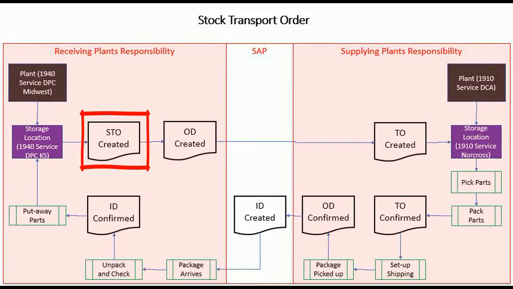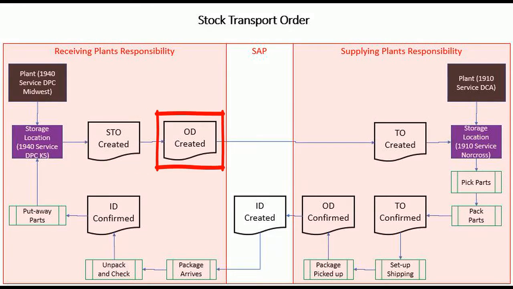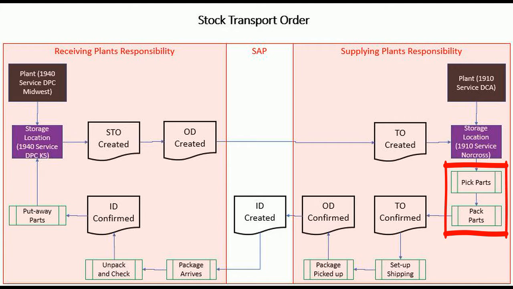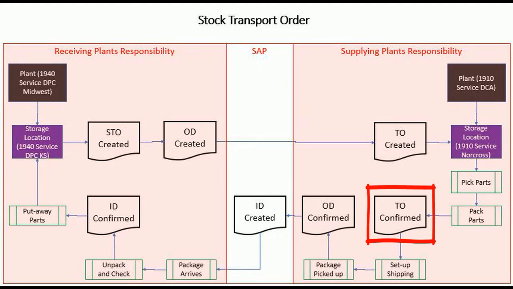After the stock transport order is created, an outbound delivery is created so the supplying plant knows that they are supposed to pick and ship the part. The supplying plant then creates a transfer order, and prints a pick ticket from that transfer order. The part is then picked, and delivered to be packed. Once it is packed, the transfer order is confirmed, which removes the item from the warehouse and ties it to the outbound delivery, and it is set for pickup.